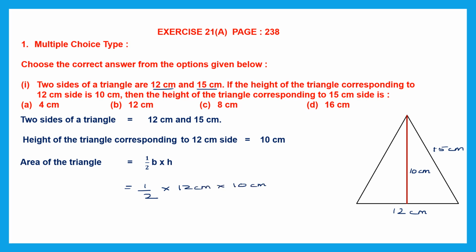Now if we calculate this, we will get the area. So let's cancel what we can. So 2 sixes are 12. Nothing more to cancel. So multiply. 6 into 10 is 60 and we have centimeter square. So we have found the area of the triangle. Now using this area, we can find the height of the triangle corresponding to this side. So let's remember to use this area.